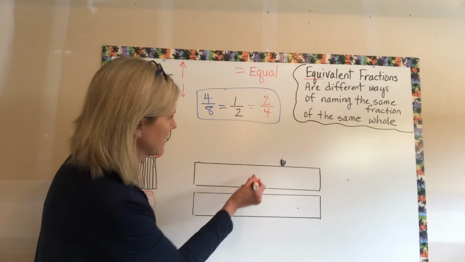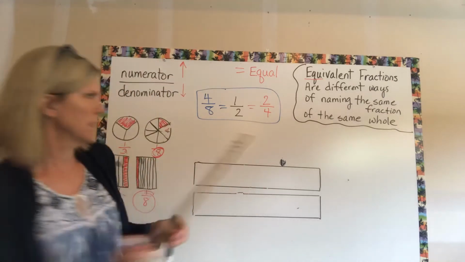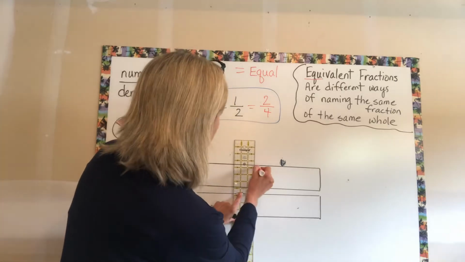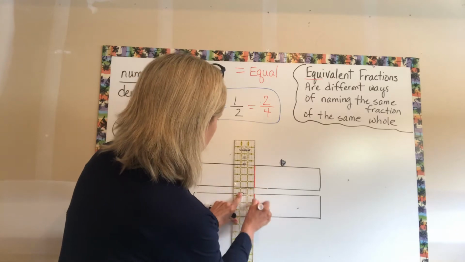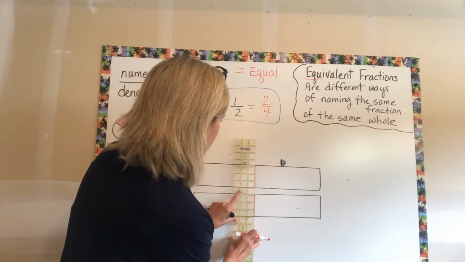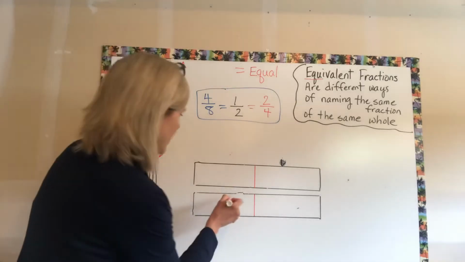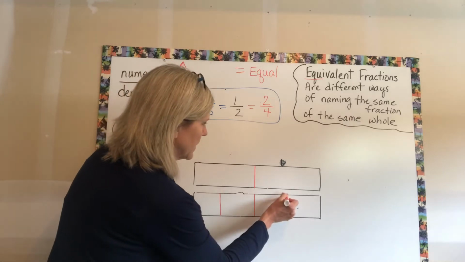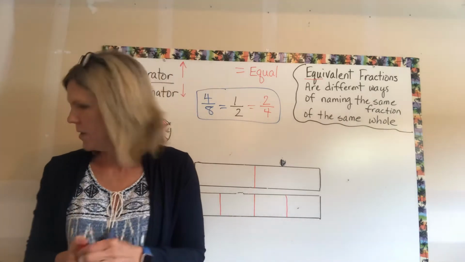Okay, we're going to divide it into half. Let's use this as our measuring rod, and hopefully we'll get it kind of in half there. Now we're going to take these and divide them into fourths, okay? So we're going to go 1, 2, 3, 4.